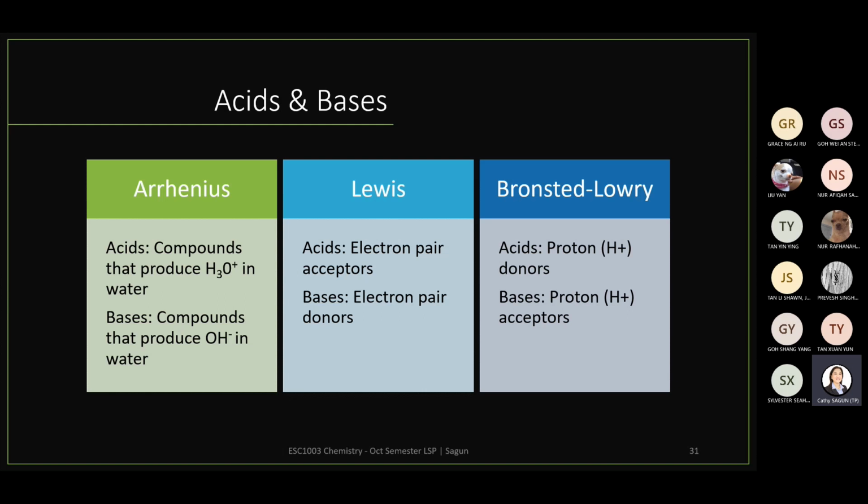Then for bases, electron pair donor, if you look at the opposite for Bronsted-Lowry, because they are looking at the proton, then if this one donates, it should accept if it's a donor. If it's electron donor, proton acceptor. So this is a summary of that. I hope that will help you.